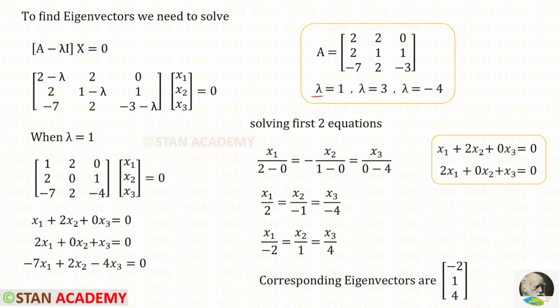First for lambda, we need to apply 1. 2 minus 1, it will be 1. 1 minus 1, it will be 0. Minus 3 minus 1, it will be minus 4.